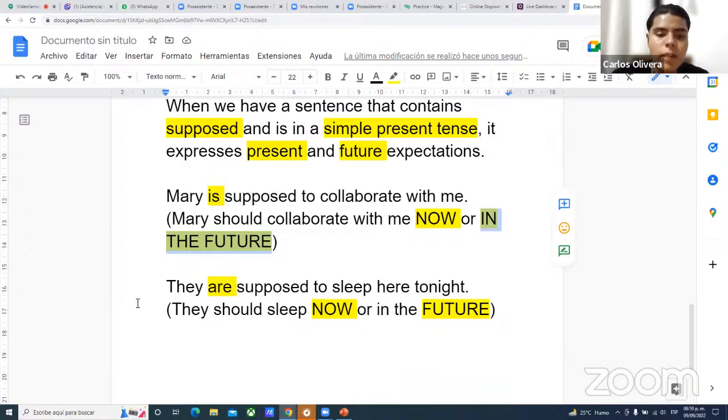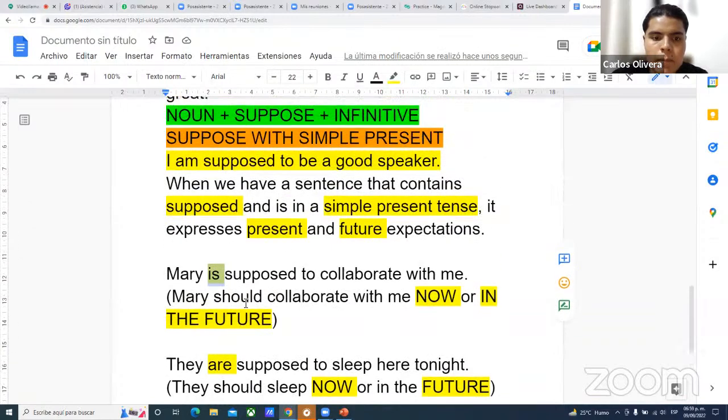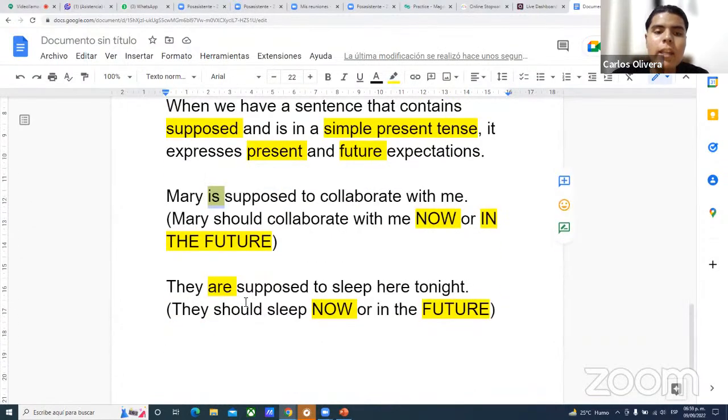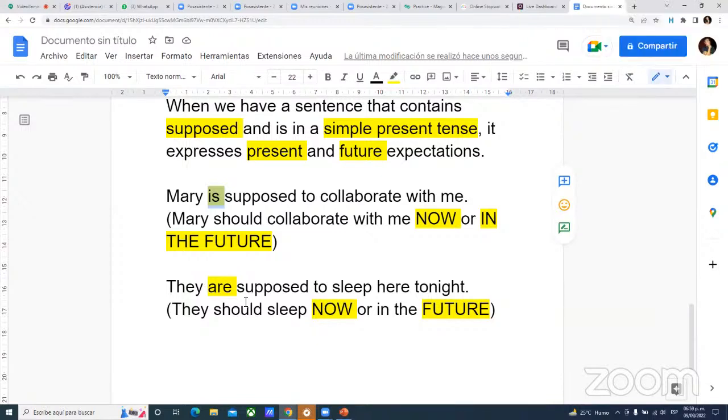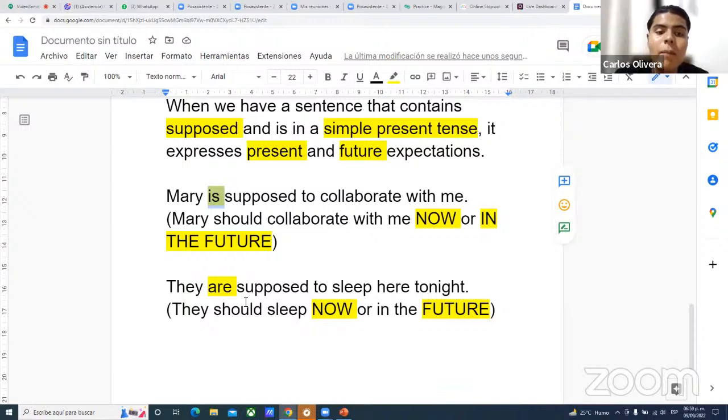Yeah. And when you say it like this, in simple present, they are, Mary is, or I am, it's always talking about expectations of now or the future. For example, they are supposed to sleep here tonight. It means that they should sleep here now or in the future, right? Or if Mary says, Mary is supposed to collaborate with me, what I mean is that Mary should collaborate with me now or in the future. Okay?